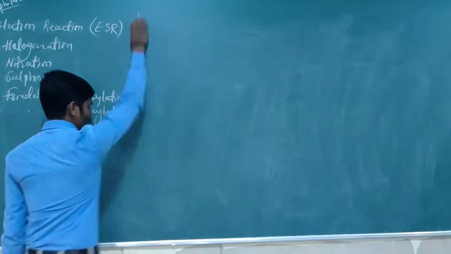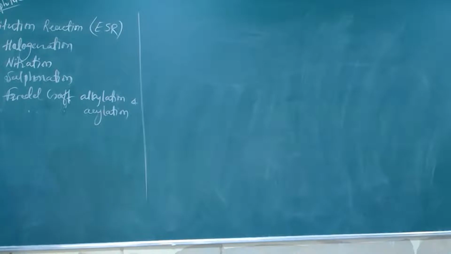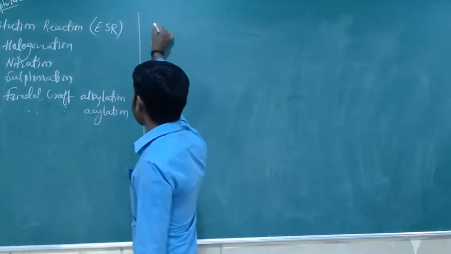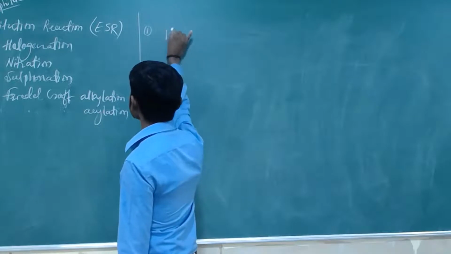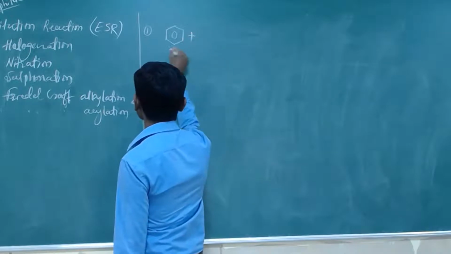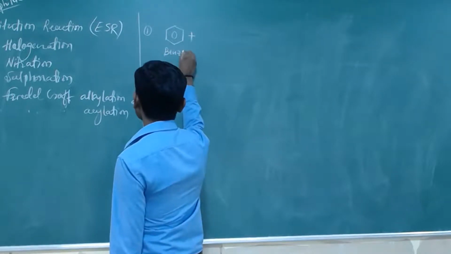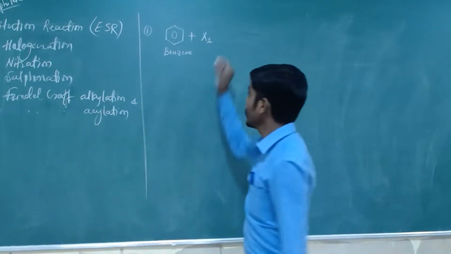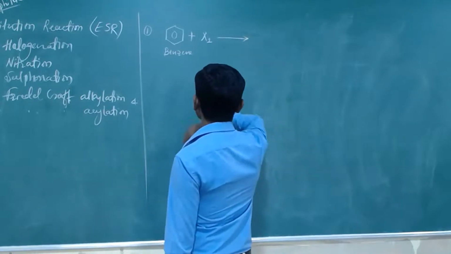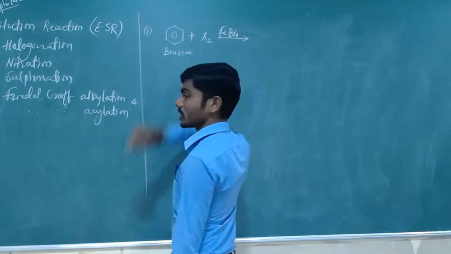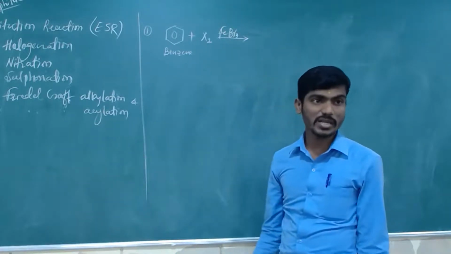So it is an electrophilic substitution reaction, where hydrogen is substituted by an electrophile. First I will write the reactions. Number 1 is the halogenation reaction. Write down the reaction: benzene plus X2, where X2 is a halogen, in the presence of a Lewis acid such as FeBr3, AlCl3, FeCl3, etc.